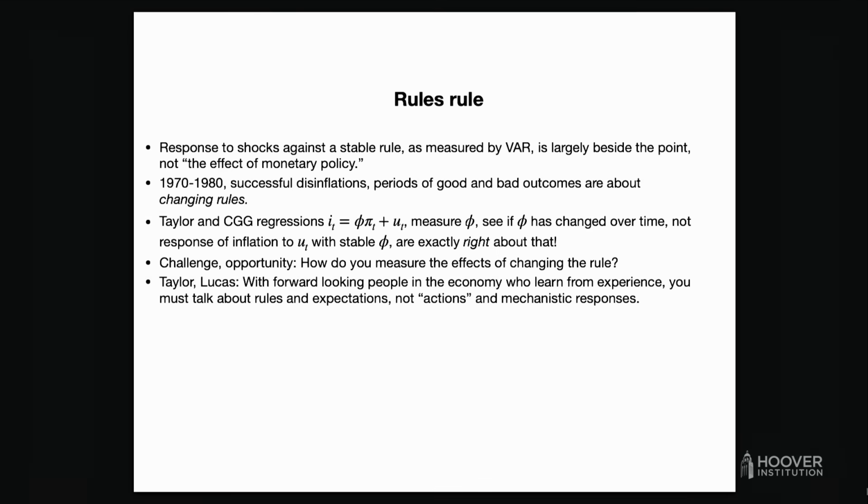So my last comment, I promise this is the last slide. Rules rule. Some good things about the Taylor rule. A big change in how we do stuff. We usually think of responses to shocks as measuring monetary policy, as in VARs. What Rich's regressions and John's regressions teach you is that that's just the wrong question. A shock against a stable rule is not what monetary policy is all about. Monetary policy is all about getting a better rule.